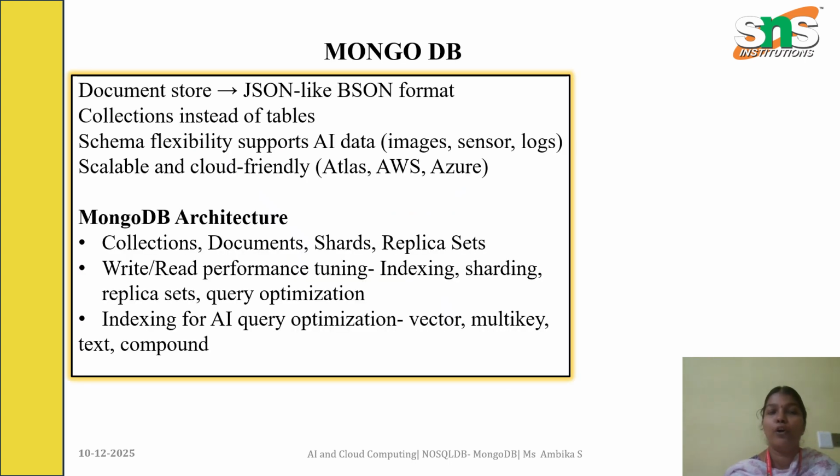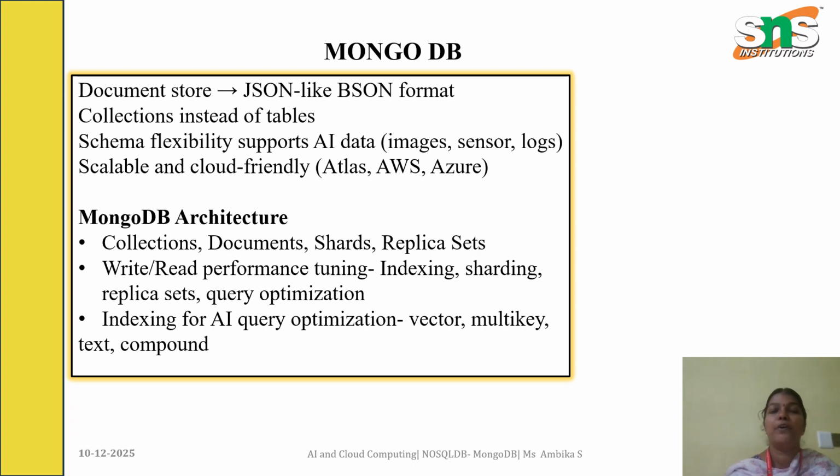Now let us go to the MongoDB architecture. MongoDB architecture involves collections, documents, shards, replica sets, read and write performance tuning, and indexing for AI query optimization. Documents are stored in JSON or BSON-like format, and collections are nothing but collections of similar documents. Shards are used for storing subsets of data. Replica sets store similar data sets for higher availability and redundancy.